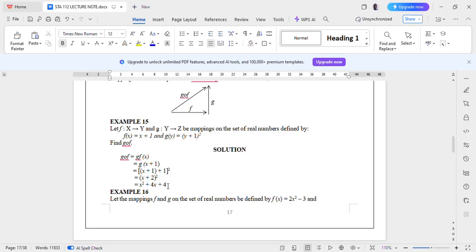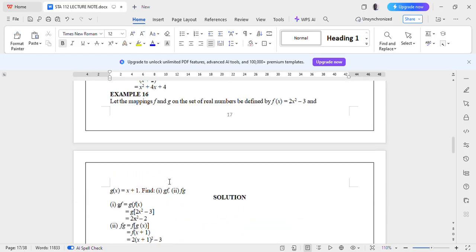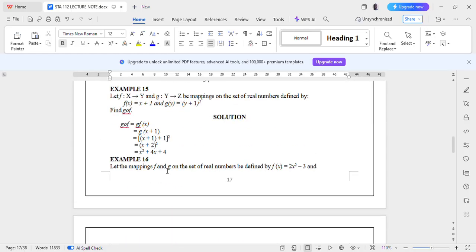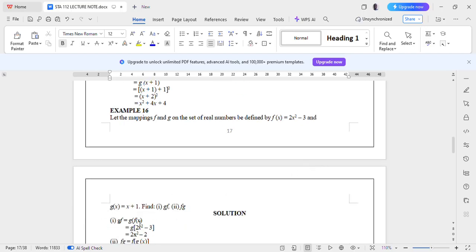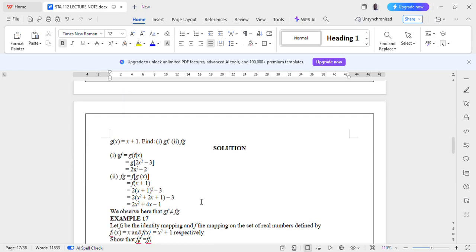I'll take you to the notepad where it is well explained. We are going to consider these two examples. Likewise, let the mappings f and g be on the set of real numbers, defined as f of x equals 2x squared minus 3, and g of x equals x squared plus x plus 1. Now find gf and fg. Let's look at whether it is commutative. This is the example and its solution, but let me take you to the notepad where it is well explained. Now this is the notepad where it is well explained.